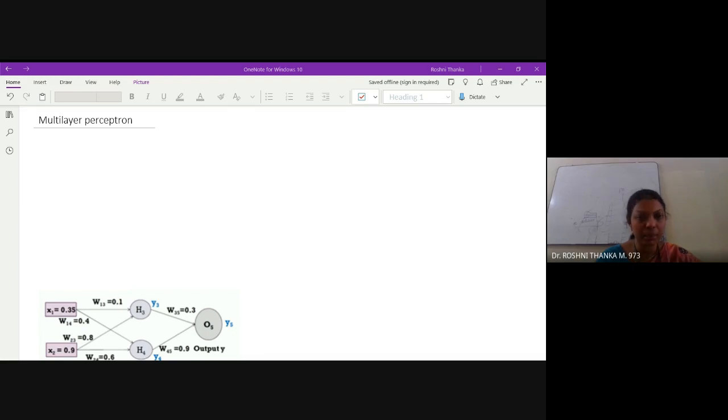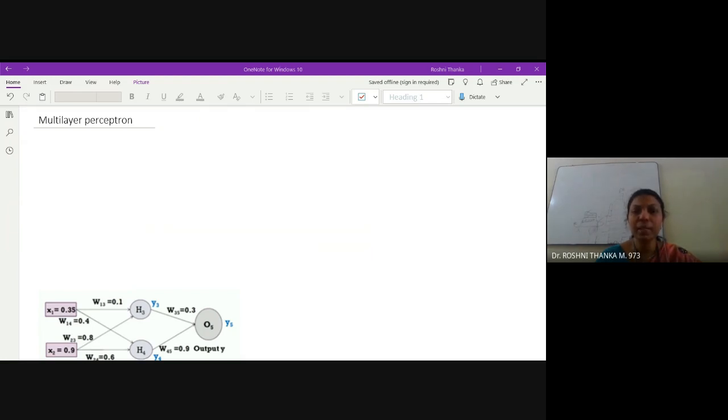And this perceptron, which is simulating the biological neuron, is called a computational unit. You also know each and every computational unit does two functions. One is summation, and the output we get from the summation is given as input to the activation function. The output we get out of the activation function is the output. That is what we learned in the single layer perceptron.